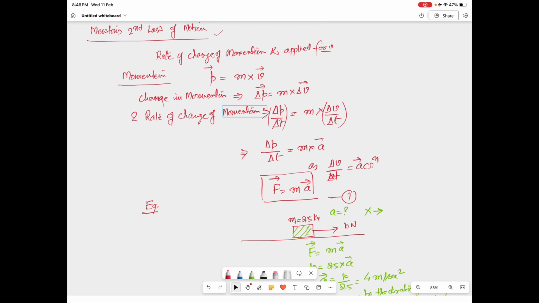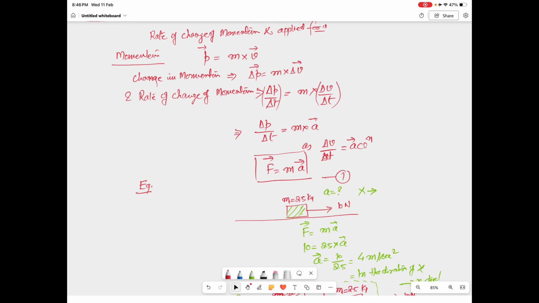And the rate of change of momentum is nothing but delta p by delta t, which is m delta v by delta t. We know from Newton's second law of motion that the rate of change of momentum is equal to the applied force, and it is given by m into a, where delta v by delta t is nothing but acceleration. So the rate of change of momentum is equal to the applied force, given by the equation F is equal to m into a. So force will be in the direction of the acceleration.